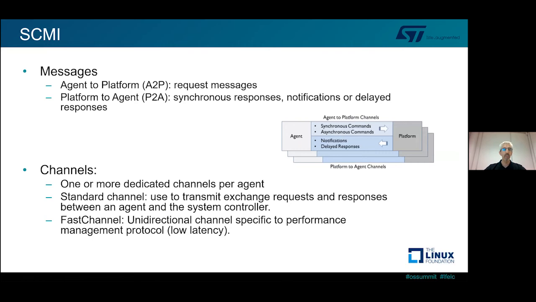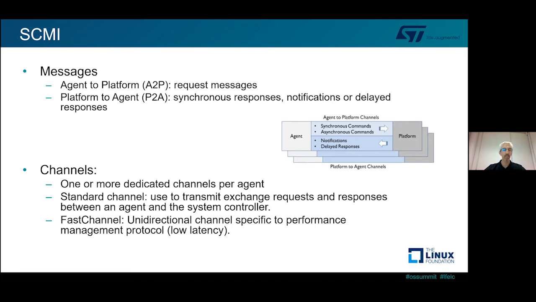Let's go a little bit deeper. Of course, the SCMI protocol is a kind of client and server, discussing over messages. Messaging has two parts: agent to platform, the A2P, which are request messages, and platform to agent, the P2A messages, which can be synchronous responses, notifications, or delayed responses. All of them transit through channels based on shared memory plus a chosen transport protocol, which can be mailbox, SMC protocol, or OP-TEE transport, which is currently under development and specific to OP-TEE OS.